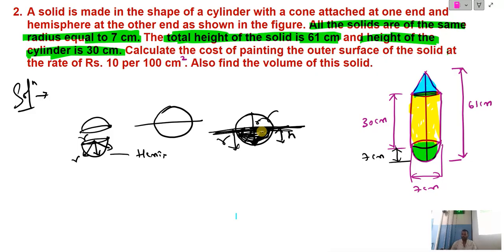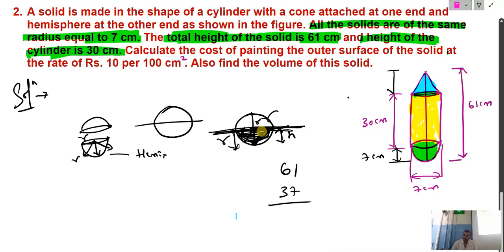Now total is how much? 61. Out of which we have got 37. Am I right? 30 plus 7, 37. Why am I calculating this? To calculate the height of the cone. Now what is the height of the cone? 61 minus 37, it is 24 centimeters.